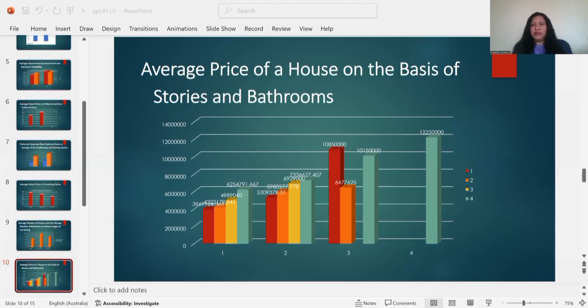This chart, average price of a house on the basis of stories and bathrooms, highlights that both the number of stories and bathrooms are positively correlated with average price. The most expensive properties are those with the highest number of bathrooms and stories, such as a 4-story, 4-bathroom house with an average price of $12.25 million.